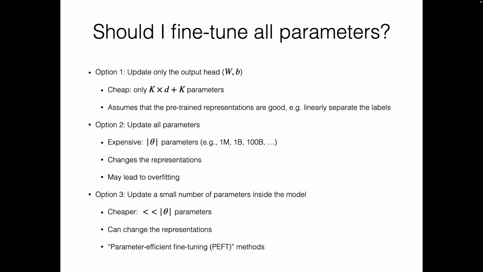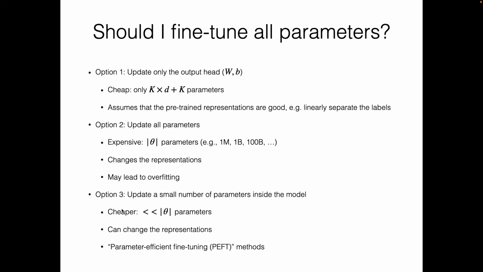So the third option, which we're going to talk about on the next slide as well, is to try to do something more clever. So either try to update some subset of parameters inside the model, or maybe add some new parameters, but not at the very end of the model, somewhere inside the model, so you can adjust the model's representations. Okay, and then as long as this smaller number of parameters is much smaller than the total, then potentially you can get the best of both worlds. You can have a more expressive fine-tuning while it being cheaper.